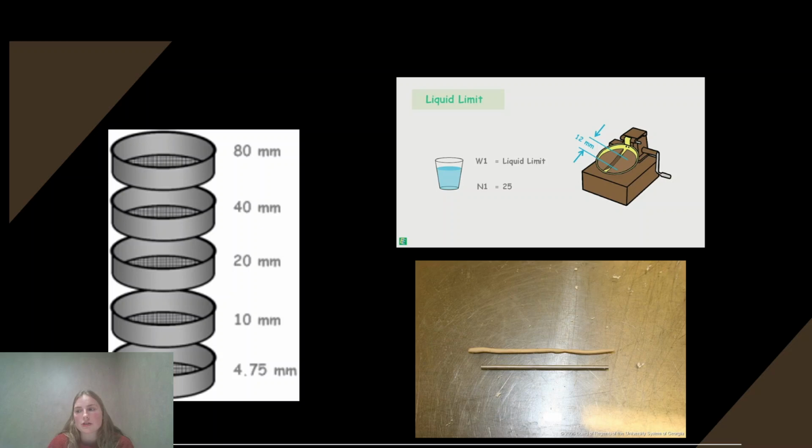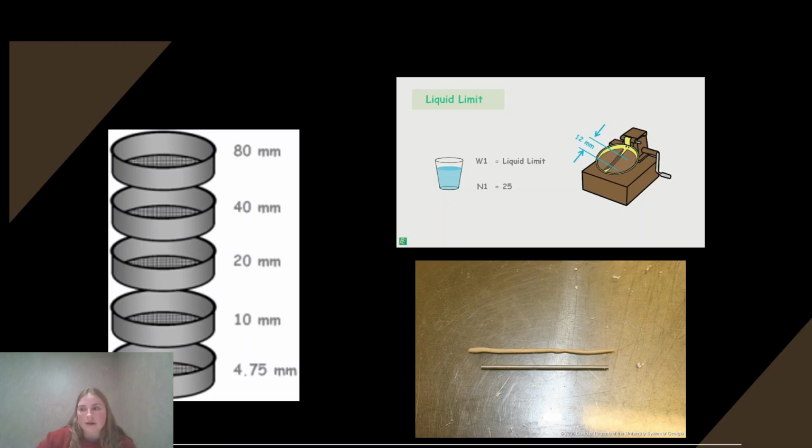You don't have to use the sieve stack for fine-grained soils because the majority of the soil would fall through that last sieve, and that would generally end up meaning that you have poorly graded soil if you were to plot the results the same way that you plot coarse-grained results. But that's just because it's almost like an invalid test for fine-grained soils.